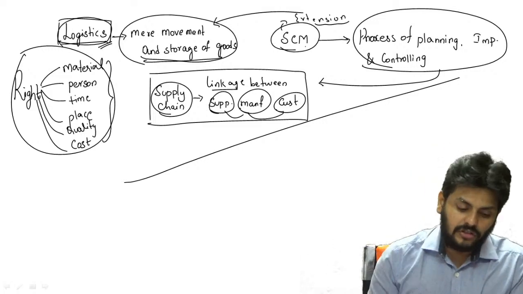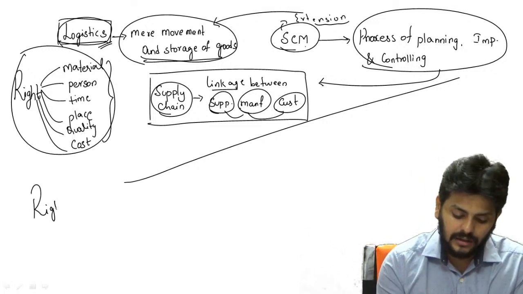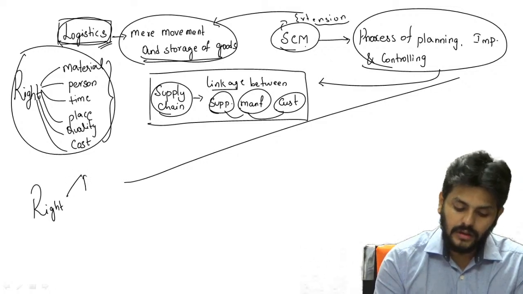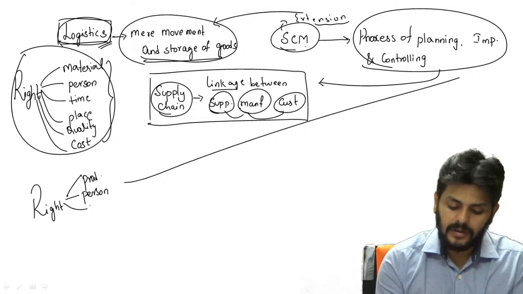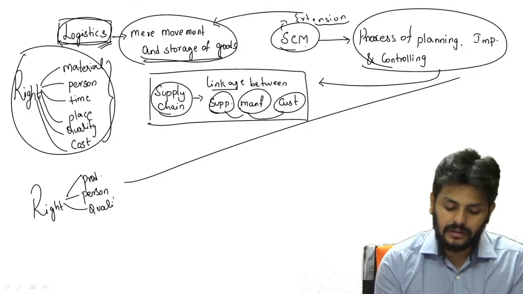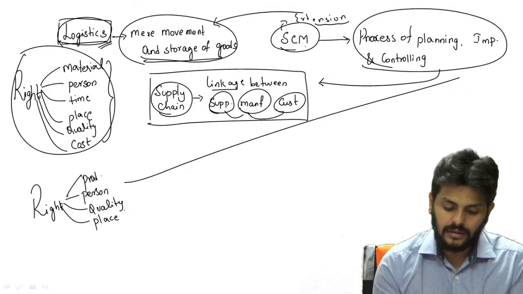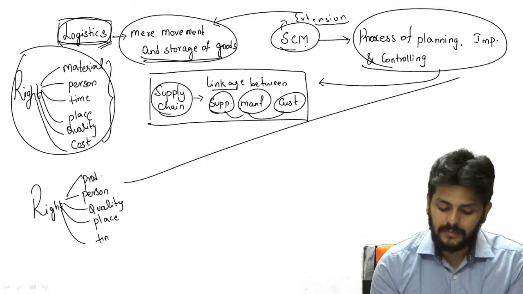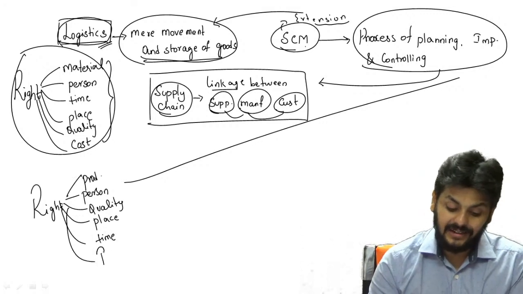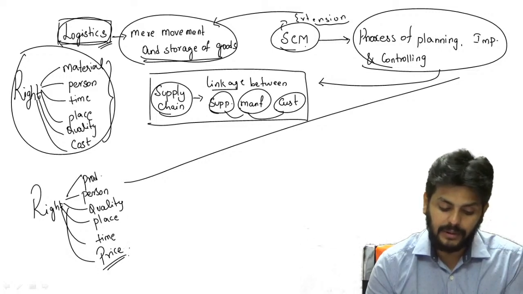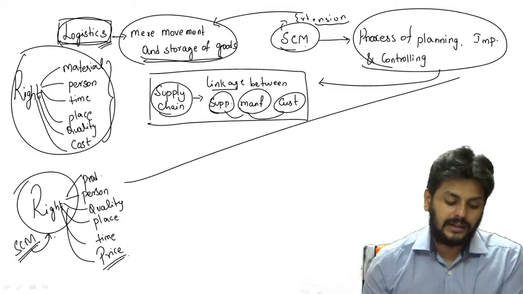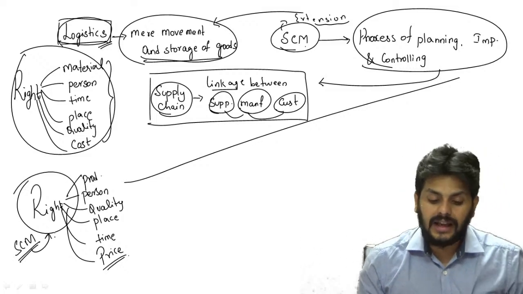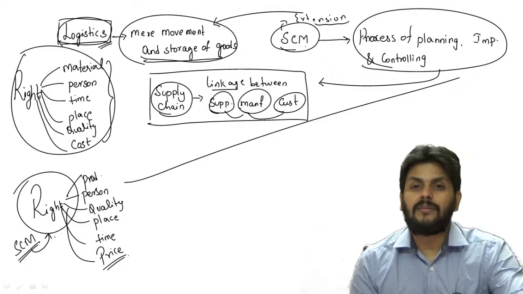Supply chain management ensures, again, the right product is delivered to the right person, right quality, right place, right time and at right price, not cost this time, right price. So if you're seeing this for supply chain management, the story is going to be like this. Understood? So that's what we have in the concept of logistics and supply chain management.